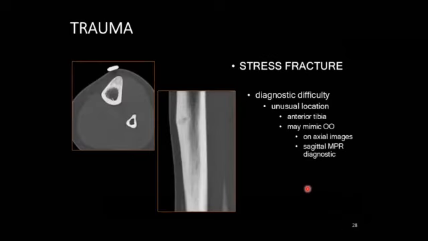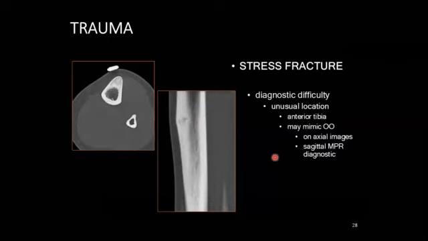For example, you can see here there is diagnostic difficulty in this image. It's an unusual location, the anterior part of the tibia, and it might mimic an osteoid osteoma. You can see here osteoid osteoma: a lytic nidus possibly with surrounding sclerosis. Of course, it's associated with pain, so the possibility of osteoid osteoma should be considered.